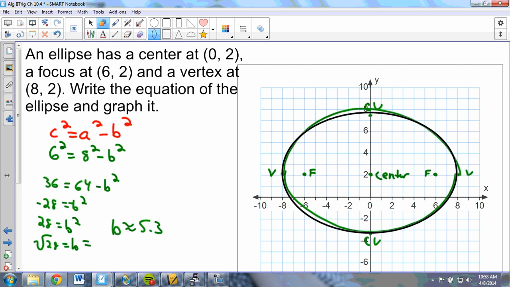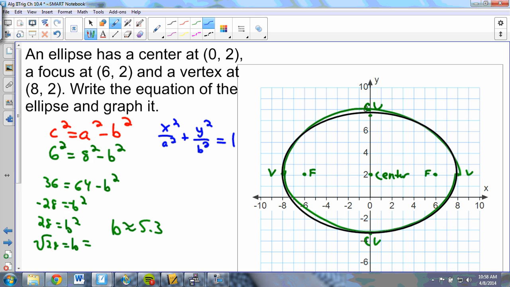A's, B's, and C's. A is the distance from center to vertex, B is from center to co-vertex, C is from center to foci. So now what's the equation of this graph? We're using the formula x squared over a squared plus y squared over b squared equals 1. How do I know it's x over a and not y over a?